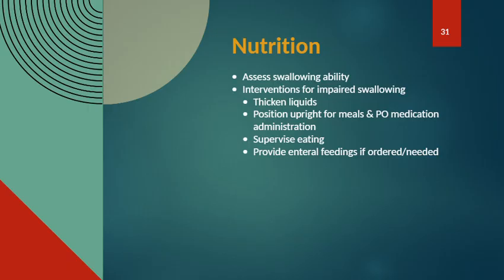For patients who cannot safely take enough nutrition by mouth, we may need to provide enteral feedings through a nasogastric tube or a PEG tube. Tube feeding prevents malnutrition and maintains hydration while still protecting the airway. Through all of this, we collaborate with the healthcare team to ensure the safest, most effective nutritional support based on each patient's functional level.